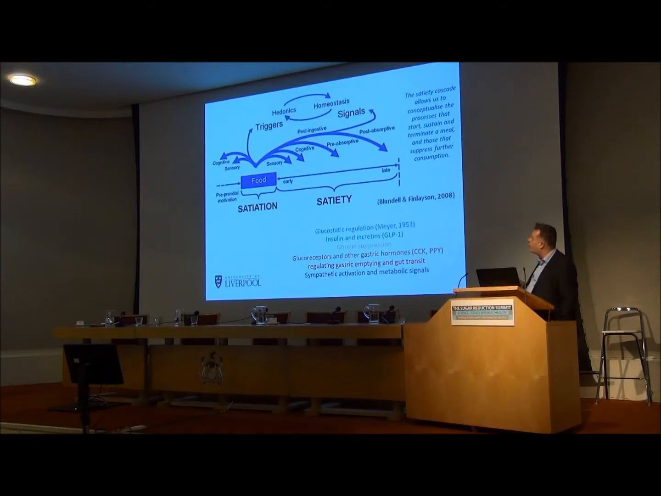But I think what's also important is we need to understand how these signals feed into the brain and how they affect that balance between the homeostatic mechanisms and the hedonic mechanisms, because it's where we have a mismatch there that we begin to see the problem with overconsumption.